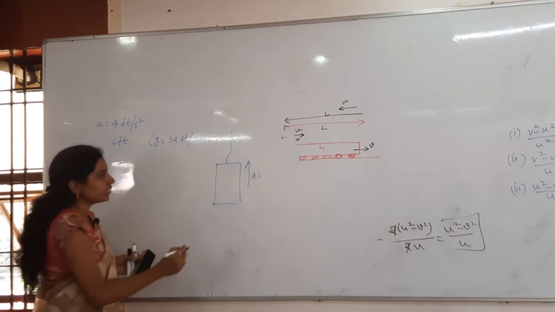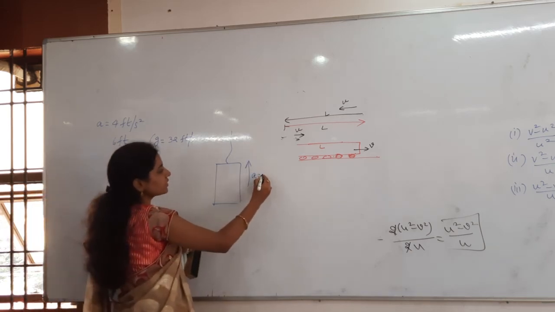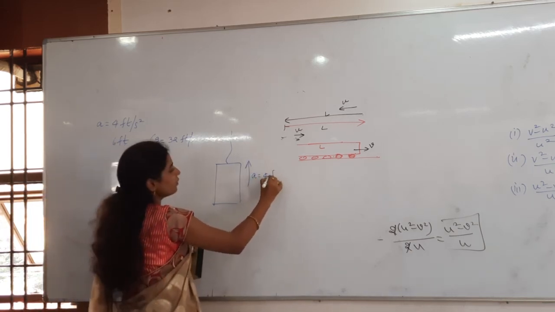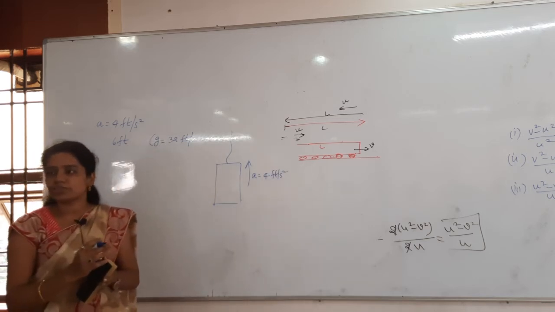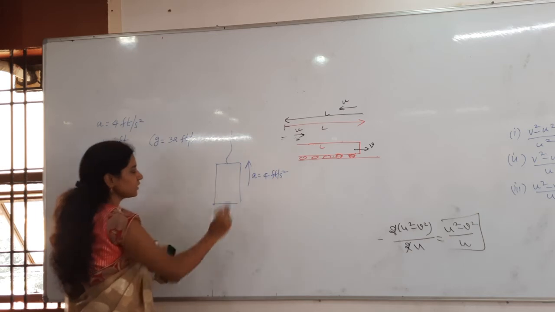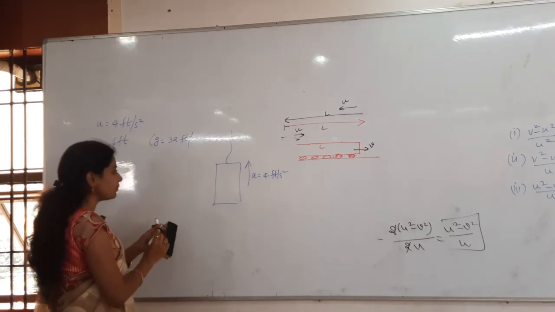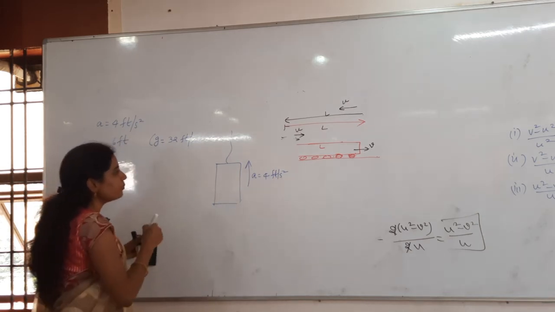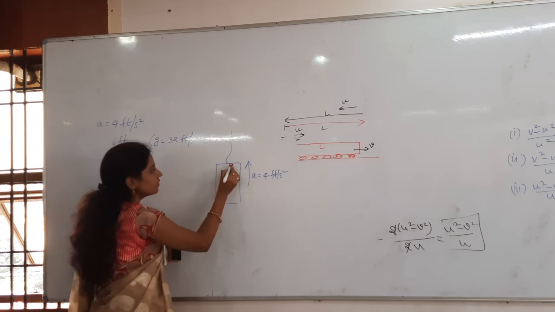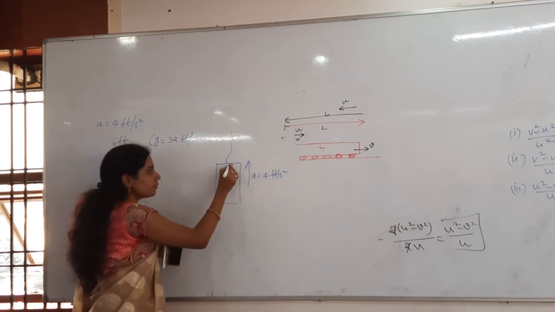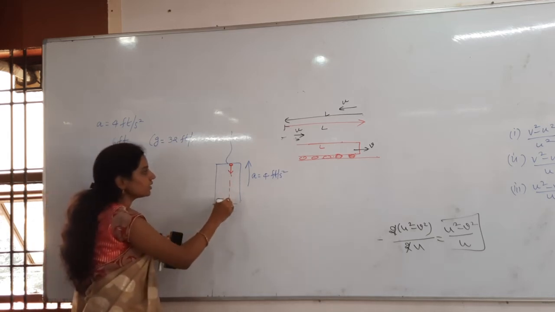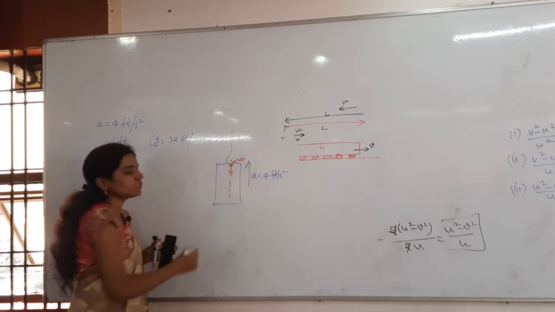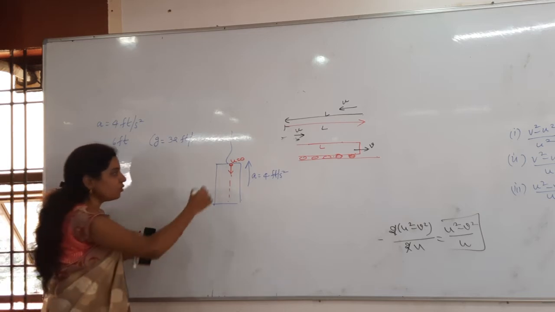So here the lift is moving upwards with what acceleration? A is equal to 4 feet per second square. Otherwise you take everything in meter per second square only. Then what is happening at the same time? Whenever it is going upwards, a bolt is falling down from the ceiling of the lift. It is falling down, nothing but with what speed is it falling? U is equal to 0. How much height is it falling?